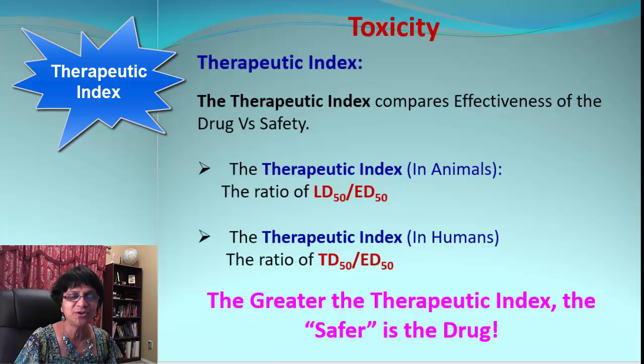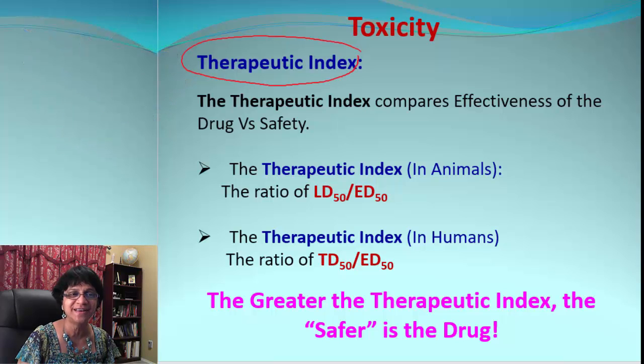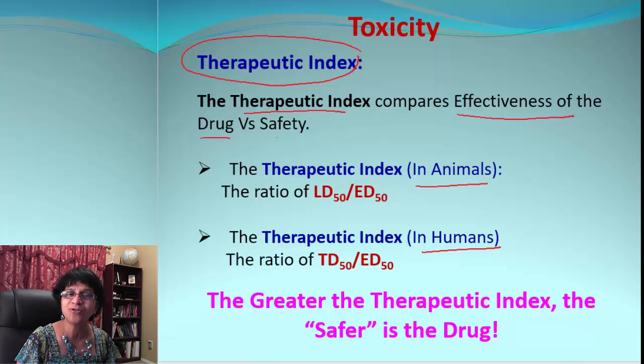Now using these values, we can also determine something called the therapeutic index. This is different in animals and in humans. In animals, it is the ratio of LD50 to ED50. And in humans, it is the ratio of TD50 to ED50. The main purpose of the therapeutic index is to compare the effectiveness of the drug versus how safe the drug is. One thing to remember: the greater the therapeutic index, the safer is the drug.